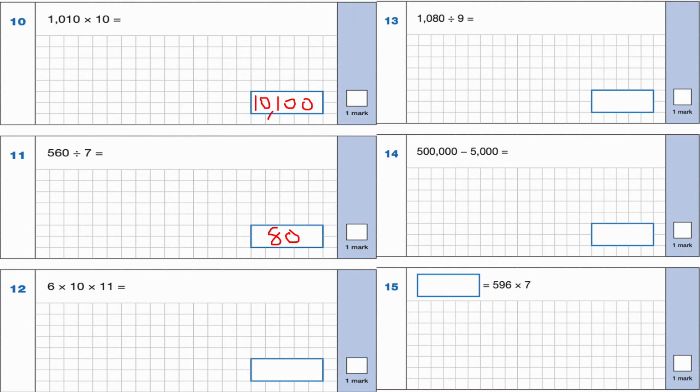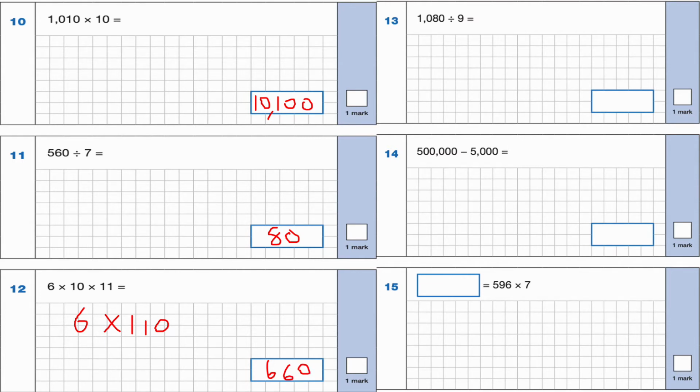This is question number 12, guys. 6 times 10 times 11. Well, 10 times 11 is 110, so I'm going to do 6 times 110. That's quite easy. 6 times 11 is 66, and then stick on that 0 is 660.